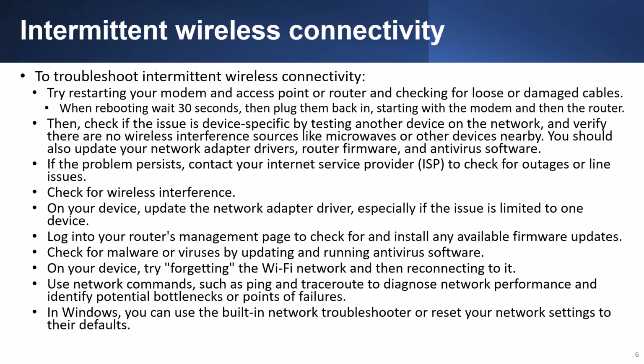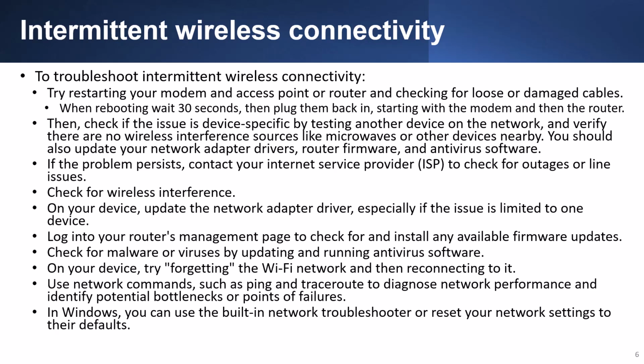To troubleshoot intermittent wireless connectivity, try restarting your modem and access point or router and checking for loose or damaged cables. When rebooting, wait 30 seconds, then plug them back in, starting with the modem and then the router. Then check if the issue is device specific by testing another device on the network, and verify there are no wireless interference sources like microwaves or other devices nearby. You should also update your network adapter drivers, router firmware, and antivirus software. If the problem persists, contact your internet service provider or ISP to check for outages or line issues.